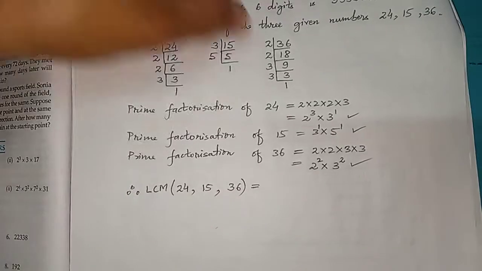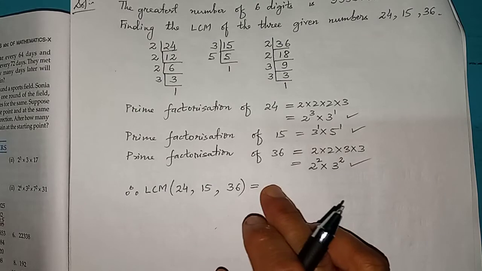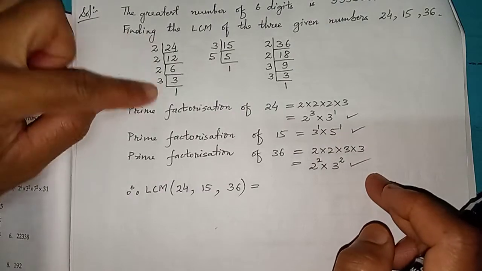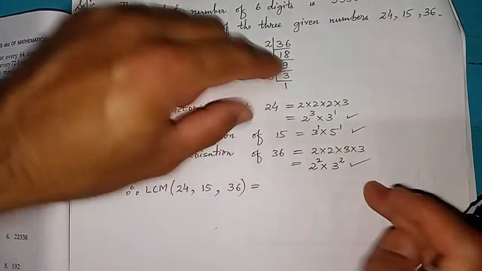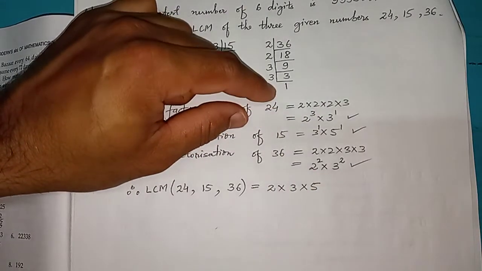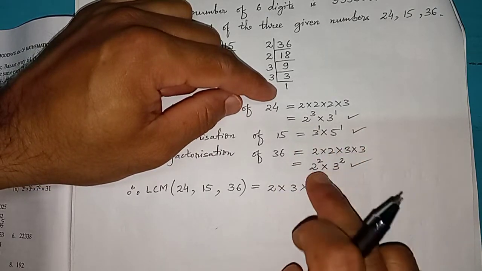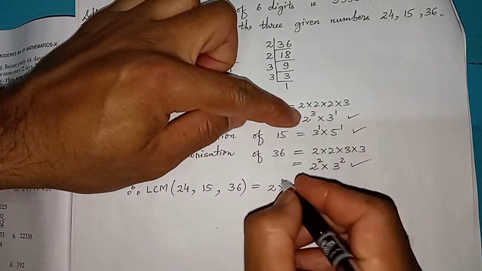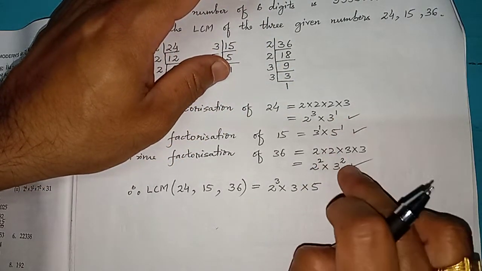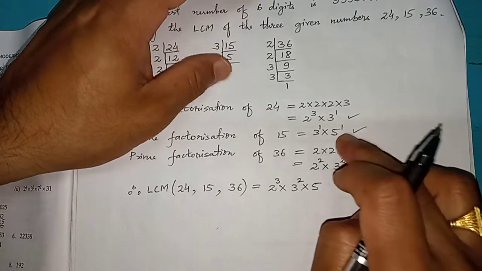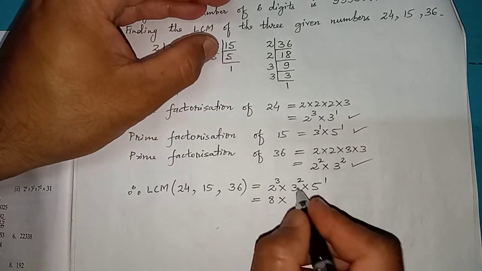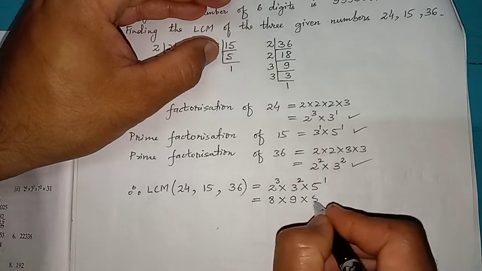Let's find the LCM. LCM means the product of all the prime factors with their highest power. The prime factors here are 2, 3 and 5, and there's no other prime number. So we'll write 2 into 3 into 5, but now with the highest powers. For 2, the powers are 3 and 2, so the highest is 3: 2 cube. For 3, the powers are 1 and 2, so the highest is 2: 3 square. 5 is present only in one number, so its power is 1. So 2 cube is 8, 3 square is 9, and 5 power 1 is 5.